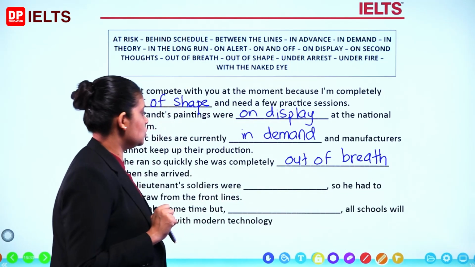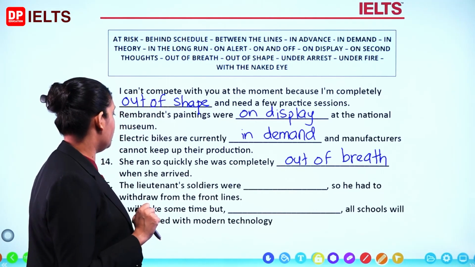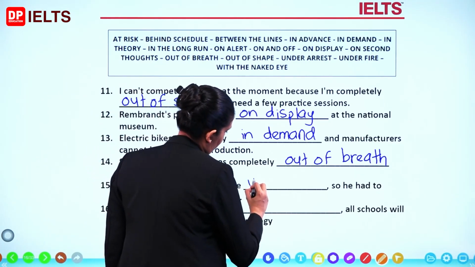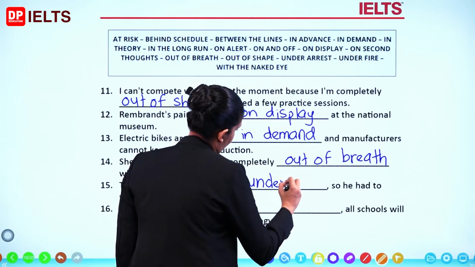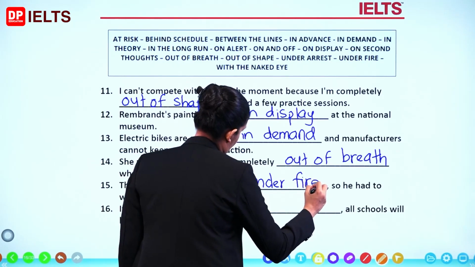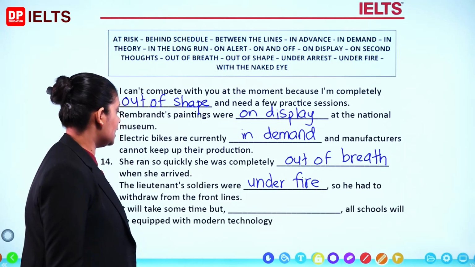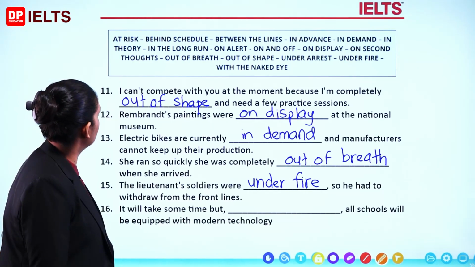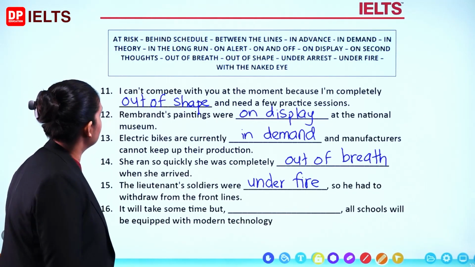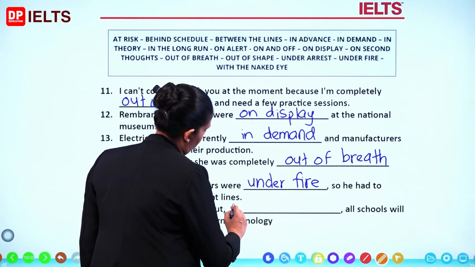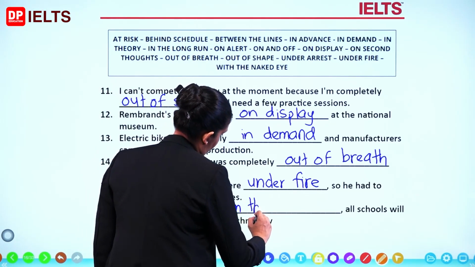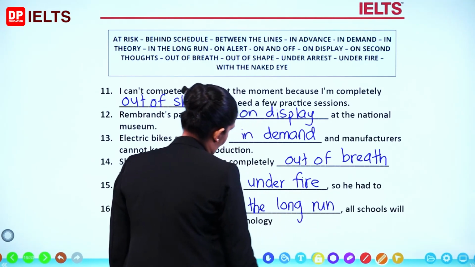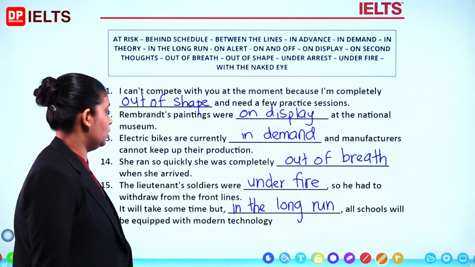The lieutenant soldiers were blank, so he had to withdraw from the front line. Were under fire. It will take some time, but blank, all schools will be equipped with modern technology. It will take some time, but in the long run, all schools will be equipped with modern technology.